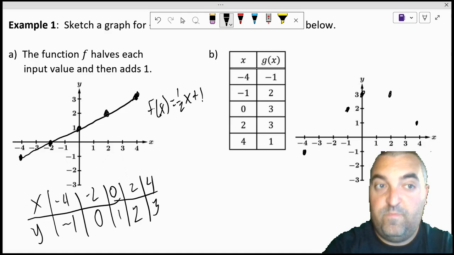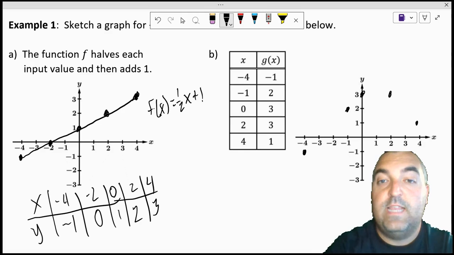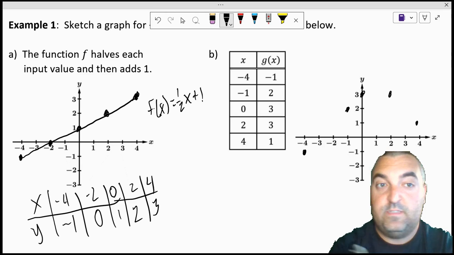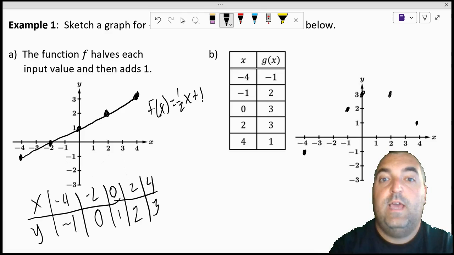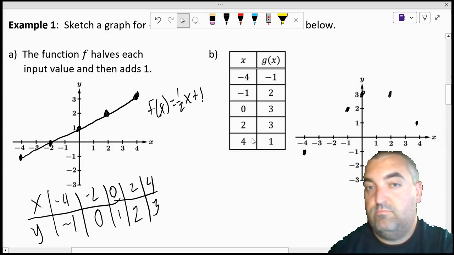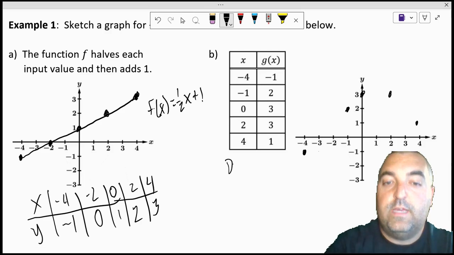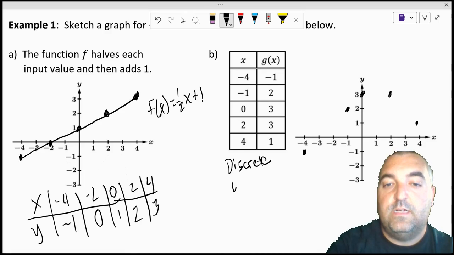But the key here versus A is we do not connect these because this is just a table of values. It's not an equation. So don't connect it if it's not an equation. You just plot the points, and then you look. And if you were just looking to see if it's a function, you actually just look at the table. There are no repeated x values, so we're good. It's okay that there are repeated y values. This would be what we would call a discrete function, which just means it does not connect.